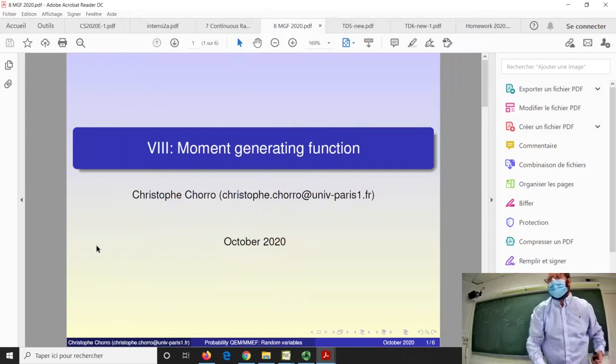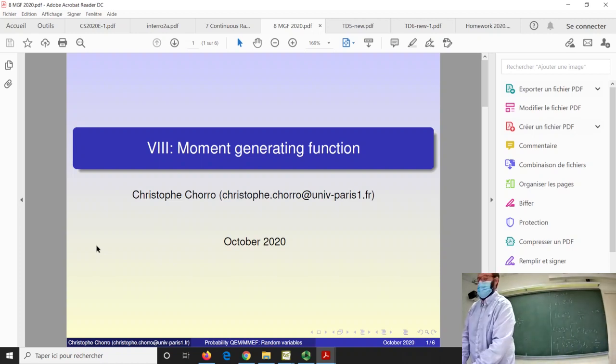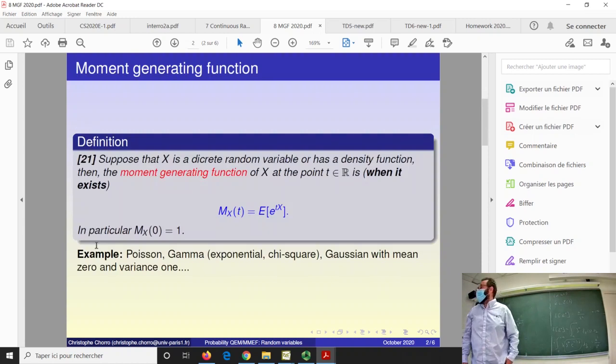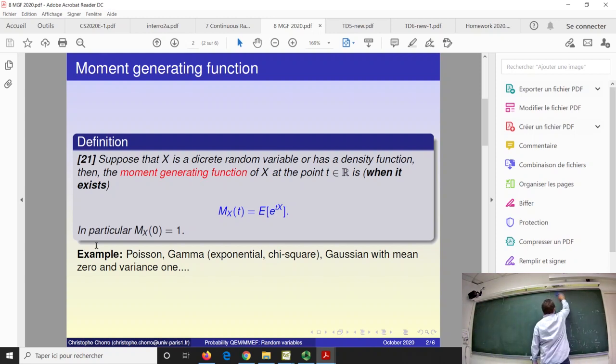So let's talk about the moment generating function. Okay, and typically we are going to see several examples in relation with the distributions we have already seen together. Okay. So first of all, the definition. Okay. The moment generating function is just something that is related to computation of expectations. Okay. So it works both in the two cases we have seen together, that are the discrete case, where expectations are sums, and the case where I have a density function, where expectations are integrals. Okay?